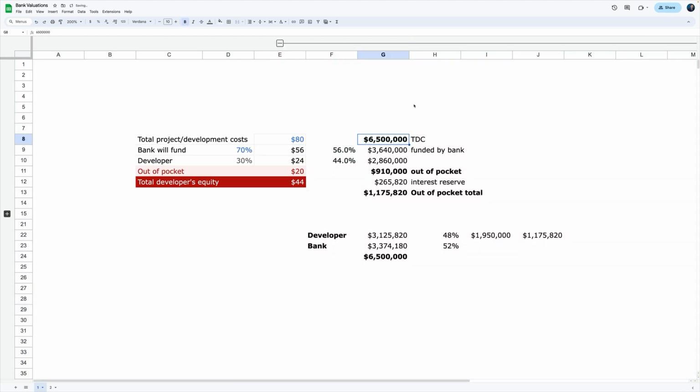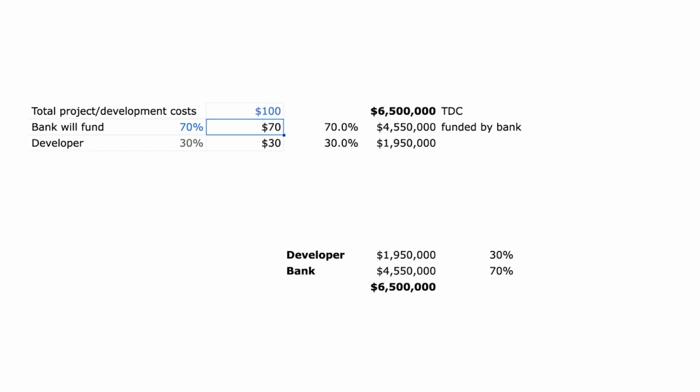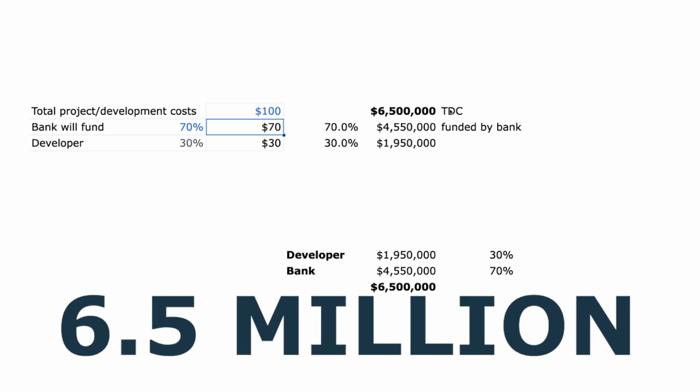My total development cost was 6.5 million. Now let's just close all of that and let's go back to 100. And let's say that was it, it's 6.5 million, which is the total development cost.